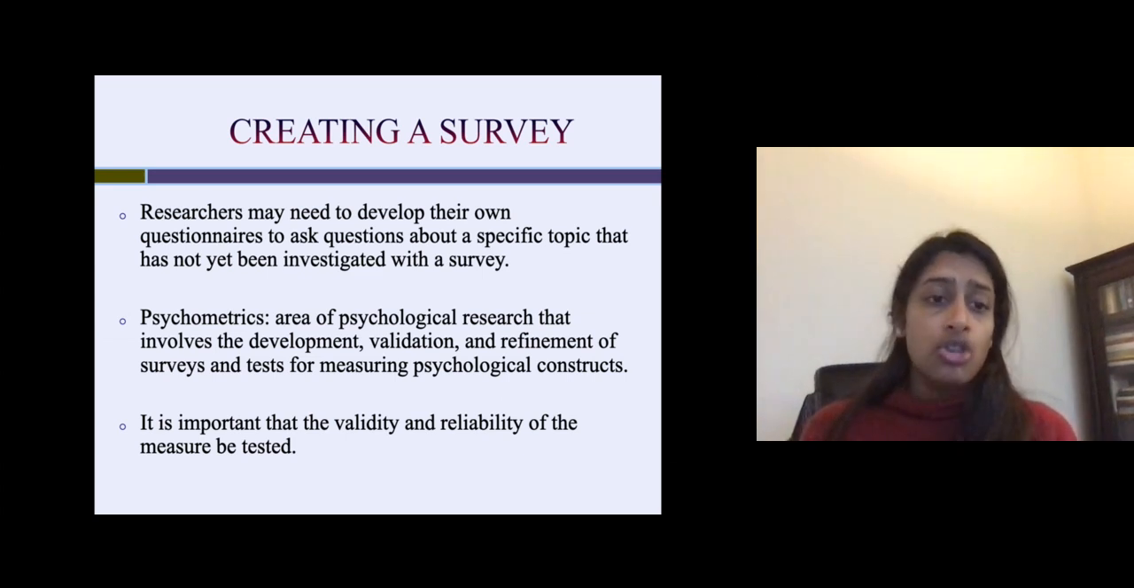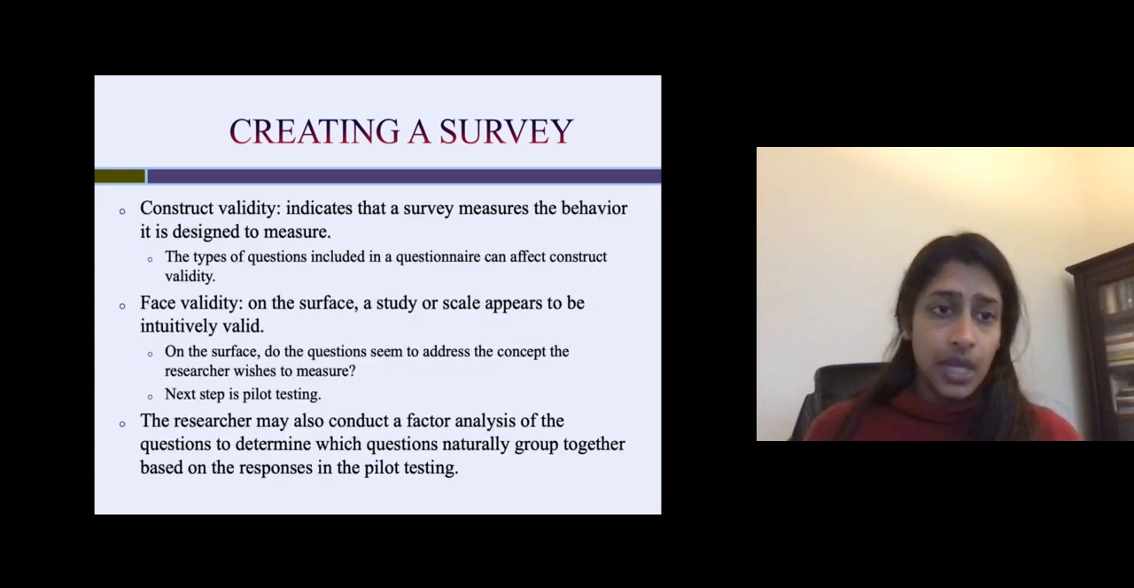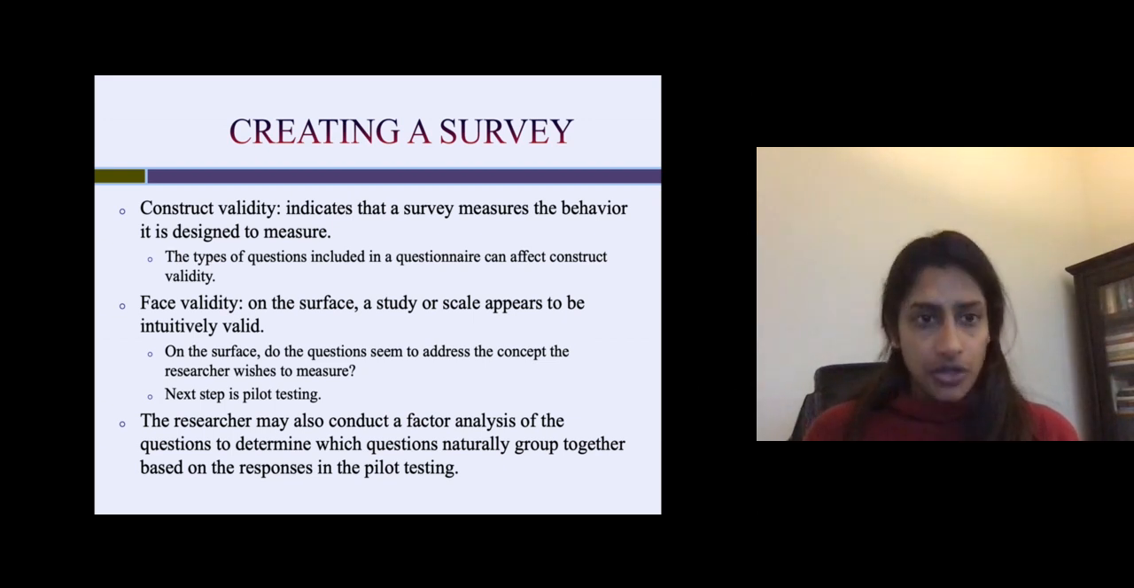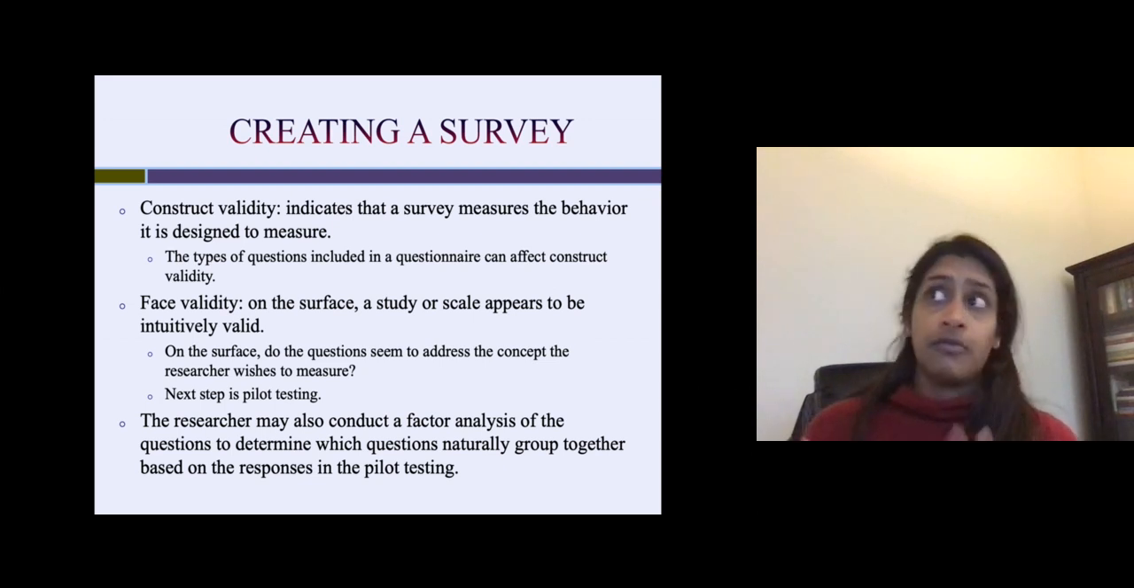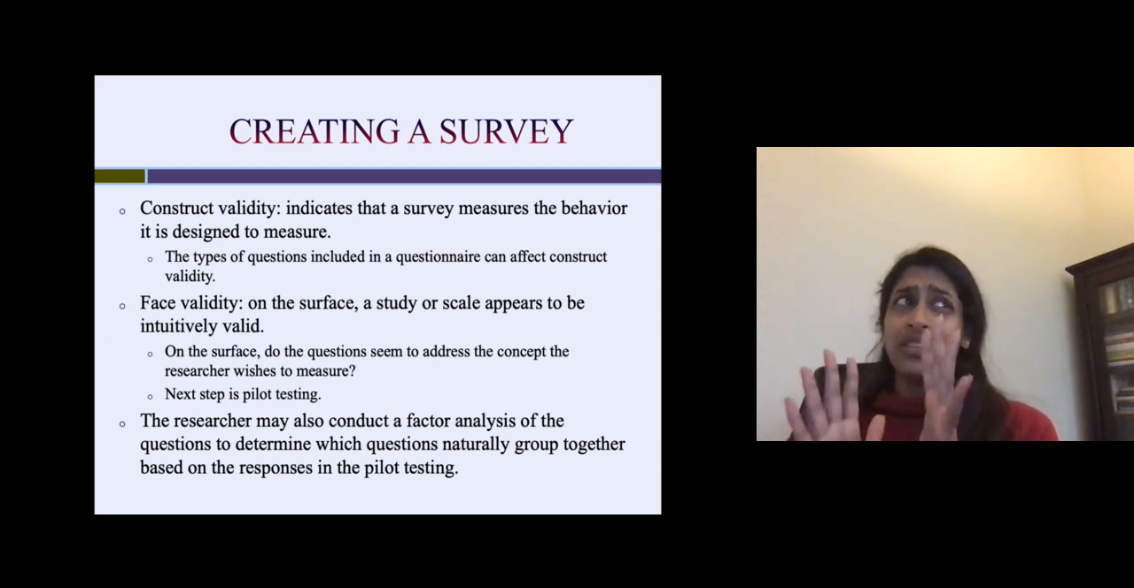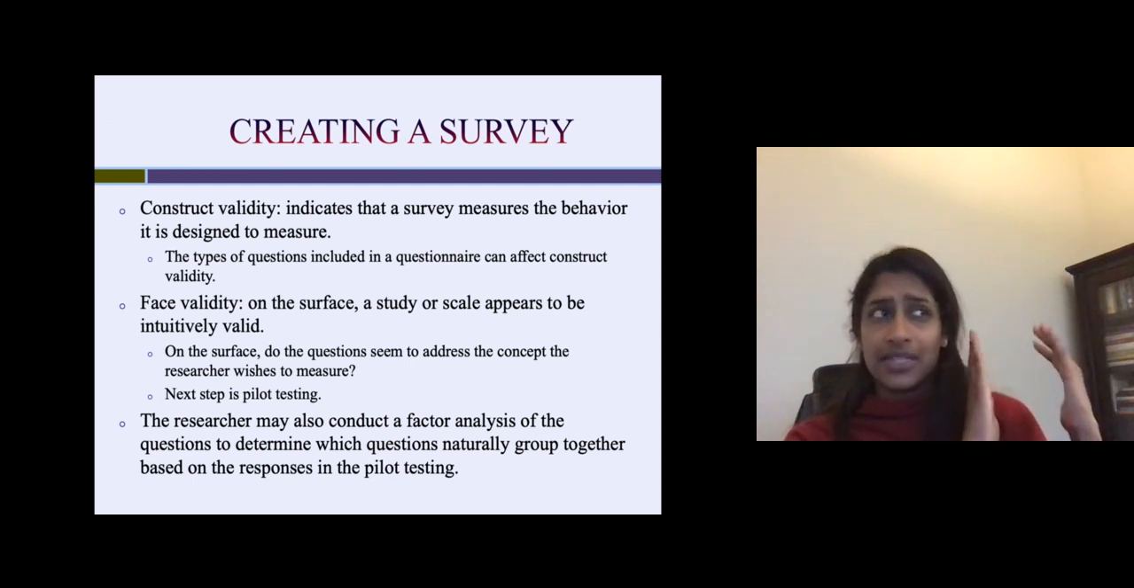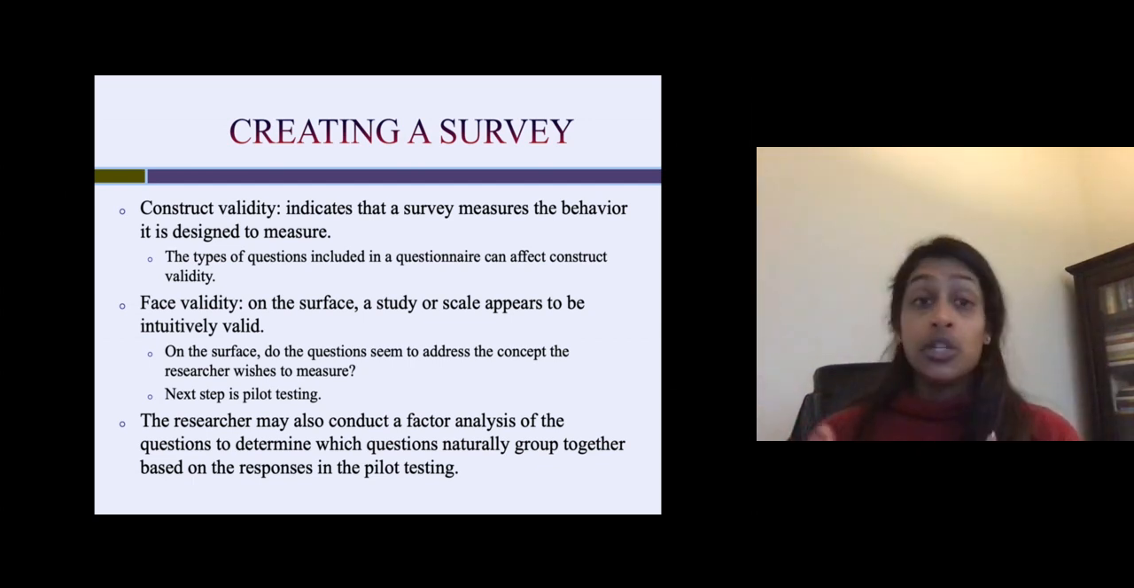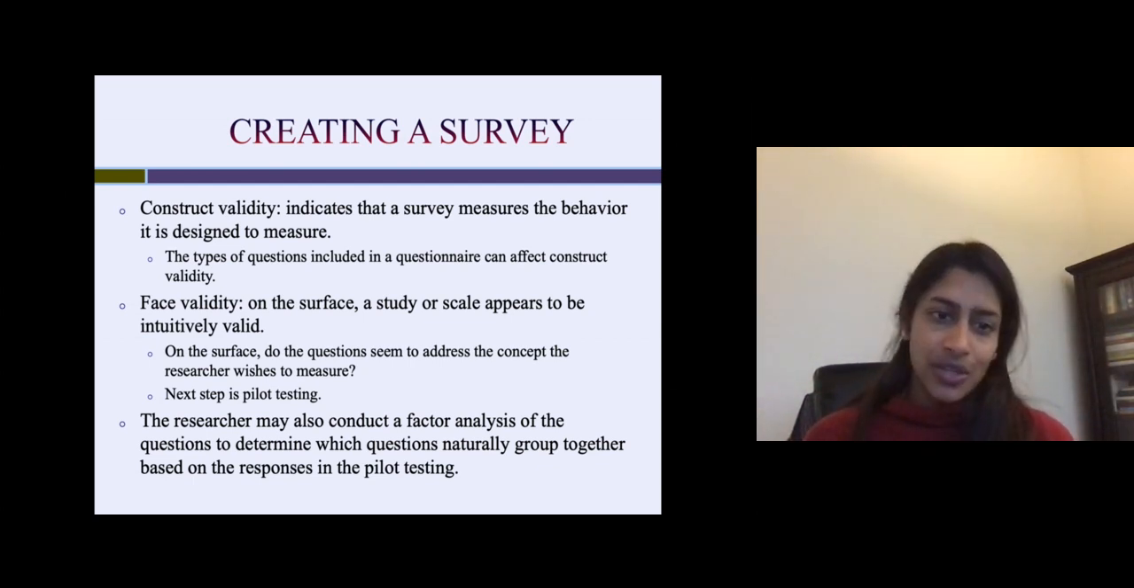And so when you are constructing that survey, go back to that validity. Think about the construct validity. Think about the face validity. And then you can even think about further factor analysis. Which of these questions actually gets at what I am attempting to assess? So which of these questions actually looks at daily stress?